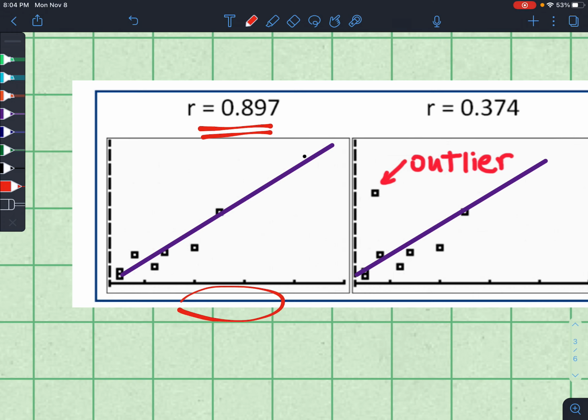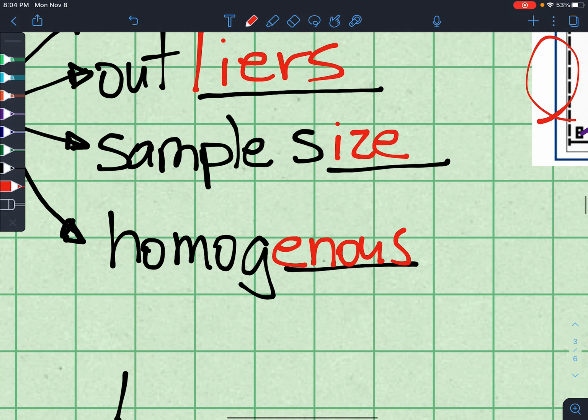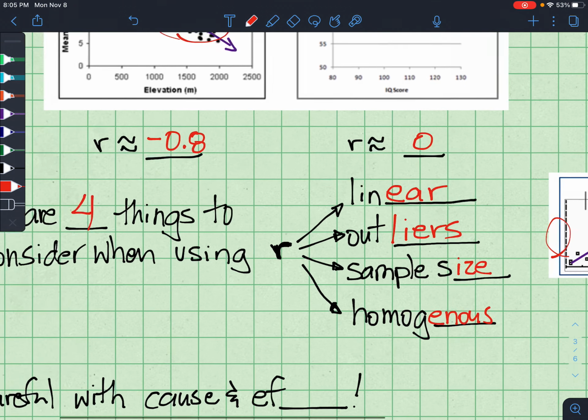Finally, we don't know what the relationship is between the two data sets in, for example, this one here. We don't have any axes labels. So we've got to pay attention to homogeneous, meaning the same. Are the two variables that we're looking at similar concepts? Maybe like letter grade and the percentage, right? If I look at those two things, the higher your percentage, the larger your letter grade, right? And so those would be like the same thing. So we've got to be careful when we interpret the R value.